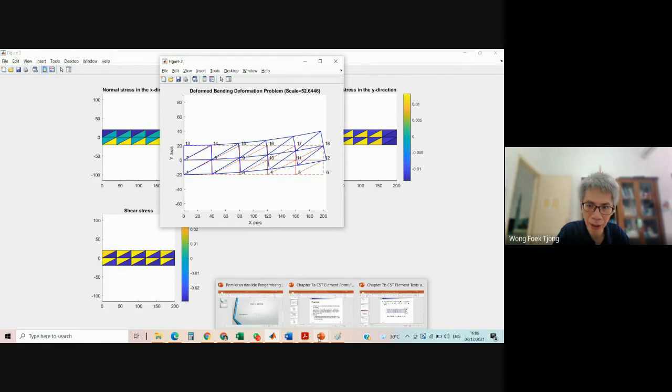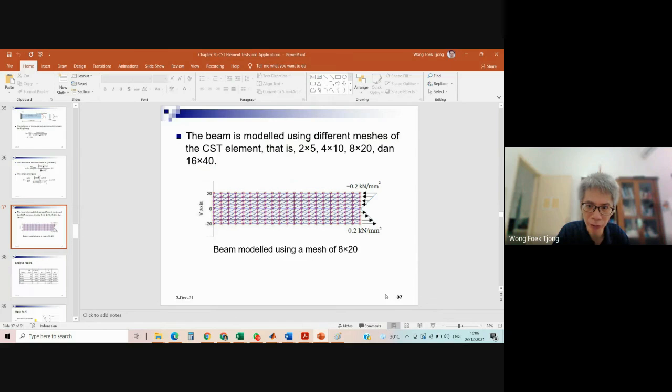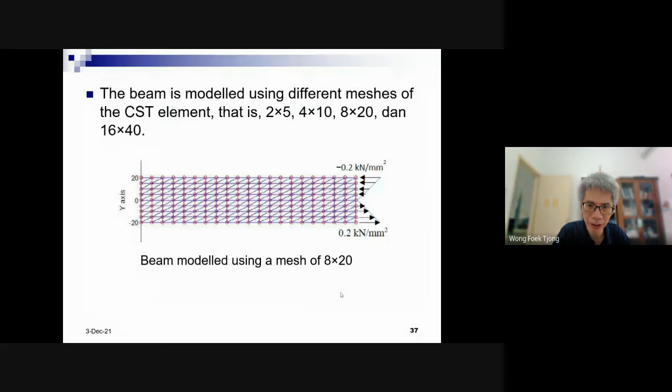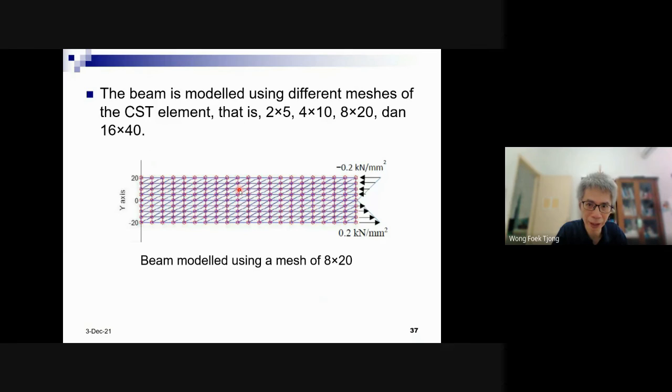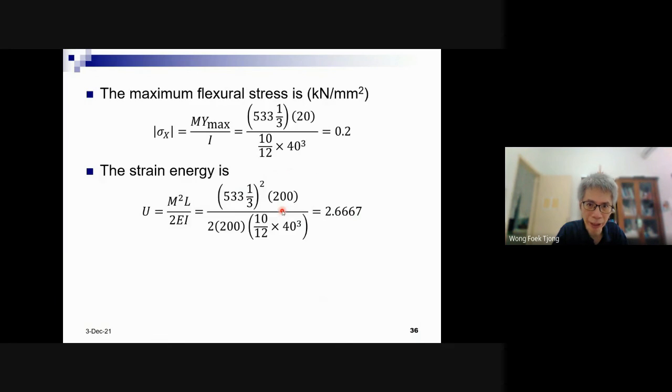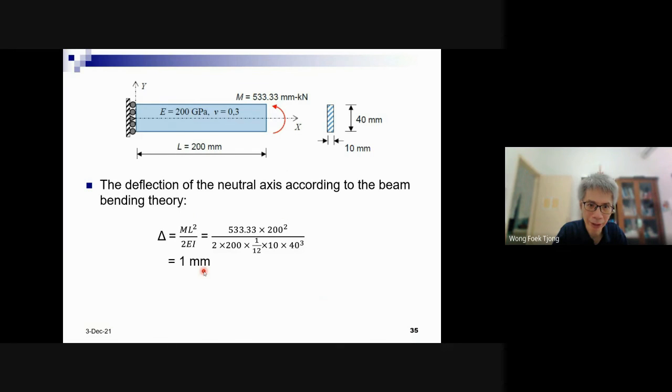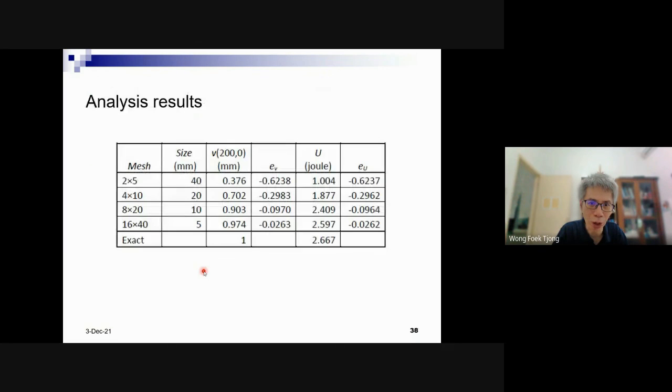Actually, I left out the details because I don't have time. This is the result of running the program. When I use the mesh of 2 by 5, the deflection of this point is 0.376. According to the exact solution, it should be what? 1, right? So it's too low, far away from 1.